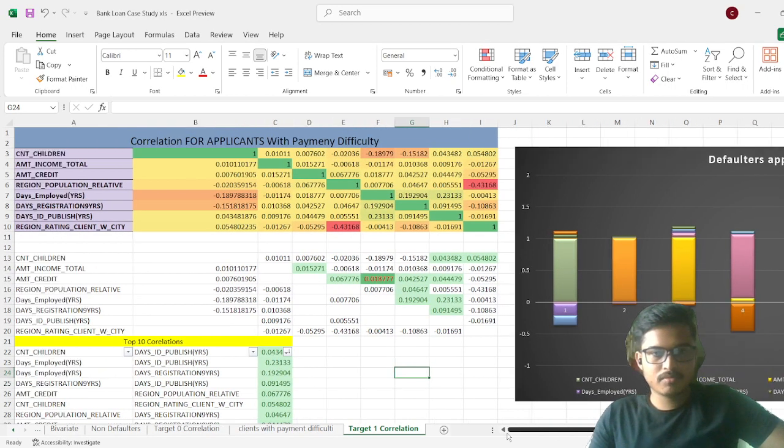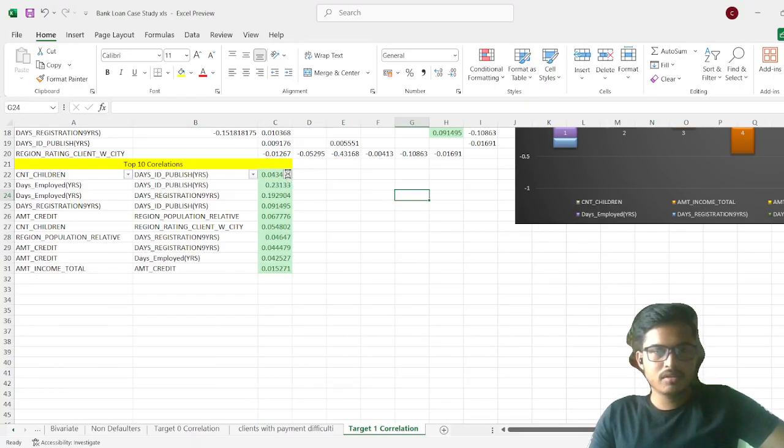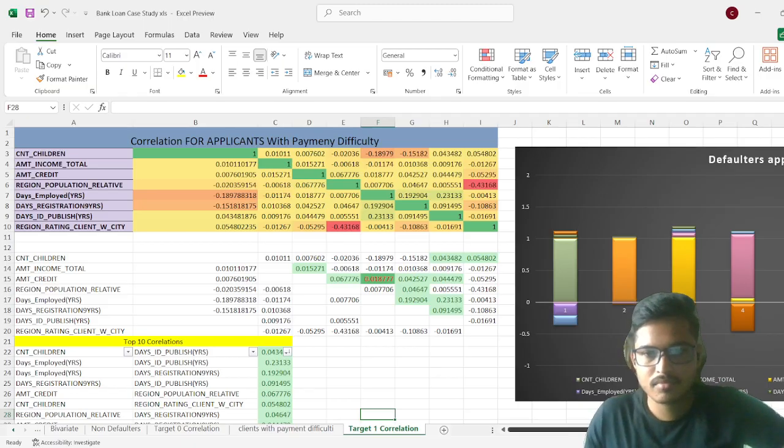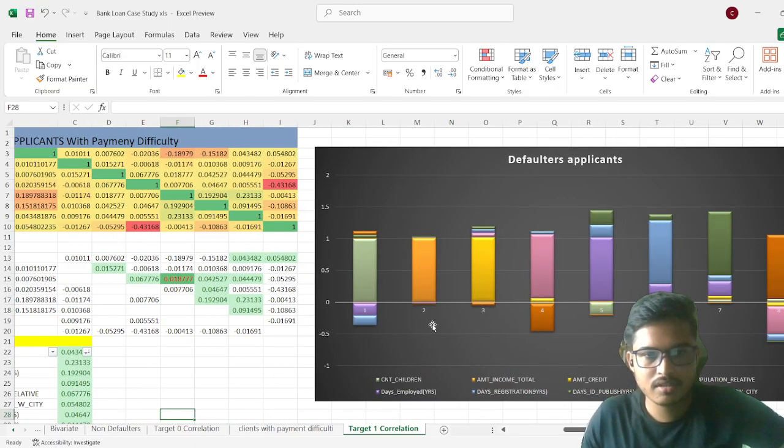Good to go. Again, if we want to set it from highest to lowest, we can also do that, largest to smallest. So the largest being this, days employed with days in published, and days employed in years with the days employed in registration. These are the graphs, we can hover over it.